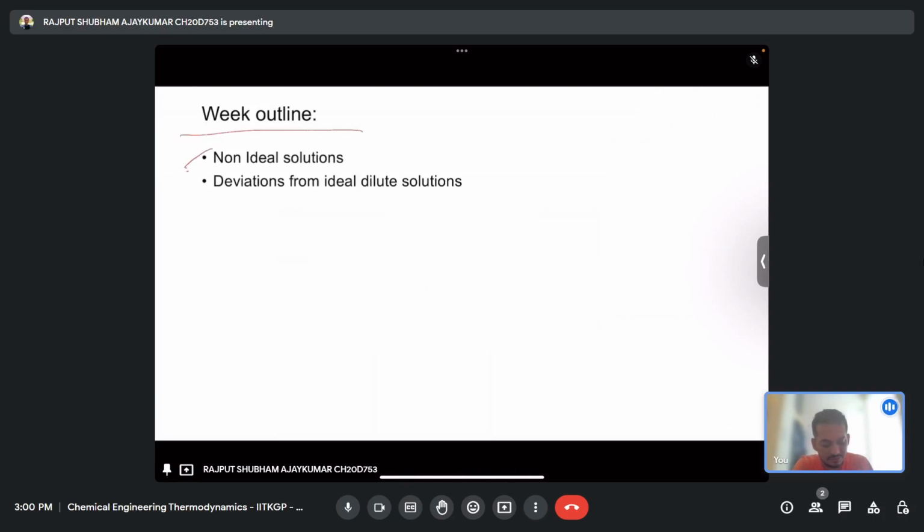The first topic is non-ideal solutions, and the second is deviation from the ideal dilute solutions. Until now, we have seen the concepts related to ideal gases, non-ideal gases, as well as the various non-ideal equations of state, simply known as EOS. We have solved many numerical problems and MCQs related to that. We have gone through the Van der Waals, Redlich-Kwong, and Peng-Robinson equations of state.